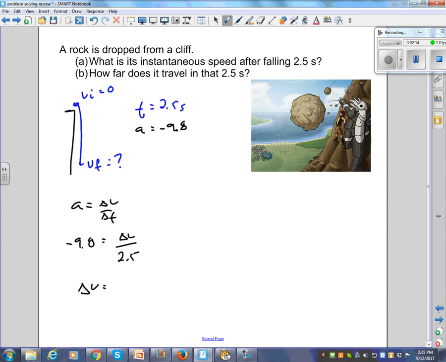24.5. That sounds right. 9.8 times 2.5, so the velocity changes by 24.5. Well, we want to know the final velocity, so we're going to go vf minus vi. Because the initial is 0, therefore the rock is falling at 24.5 meters per second.